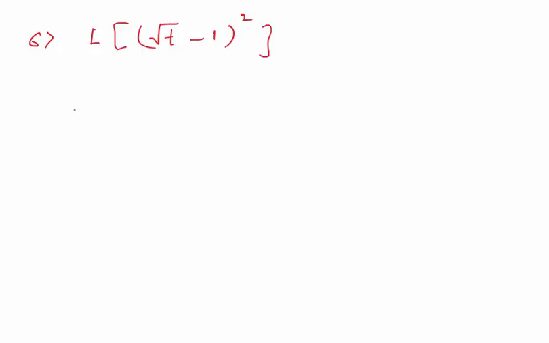Now 4 upon 4s² plus 1, this I can take out, and here I have 1 plus 1/2. Now let us solve the sixth problem. This sixth problem, you pause the video and try to solve yourself. Laplace of this, I will apply the formula of (a minus b) the whole square. I will get t minus 2 times root t plus 1.